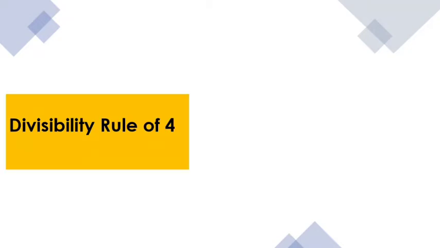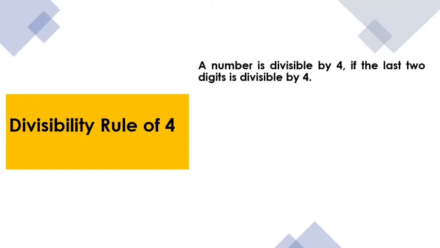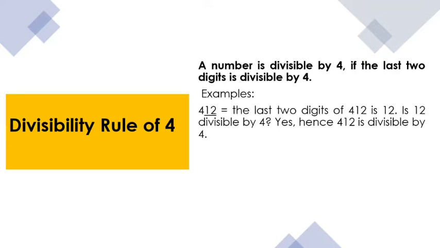Divisibility rule of 4. A number is divisible by 4 if the last 2 digits is divisible by 4. Examples: 412. The last 2 digits of 412 is 12. Is 12 divisible by 4? Yes. Hence, 412 is divisible by 4.